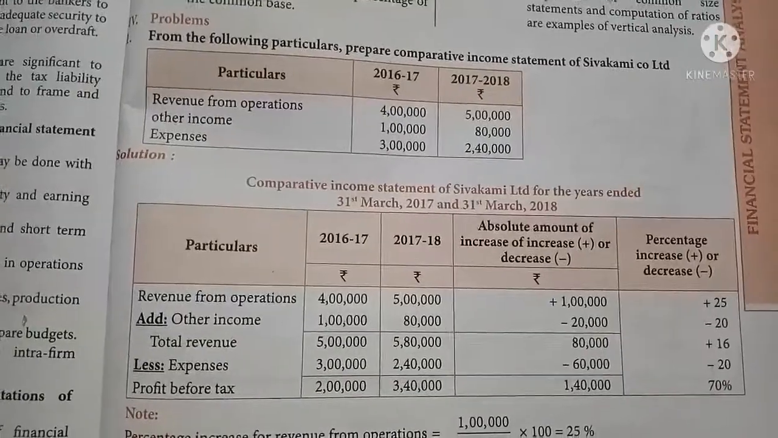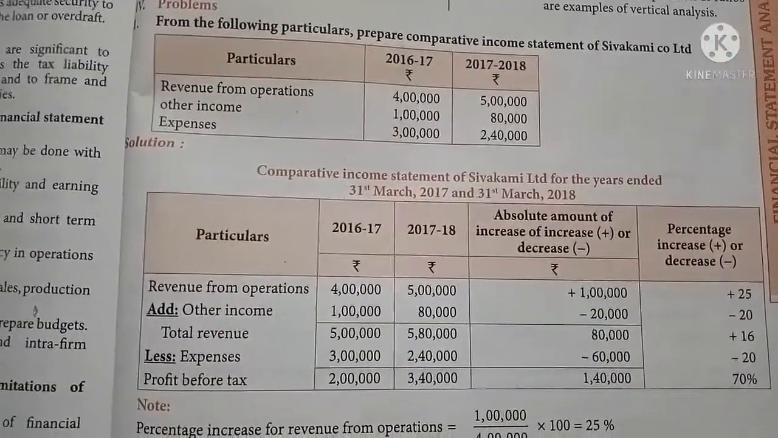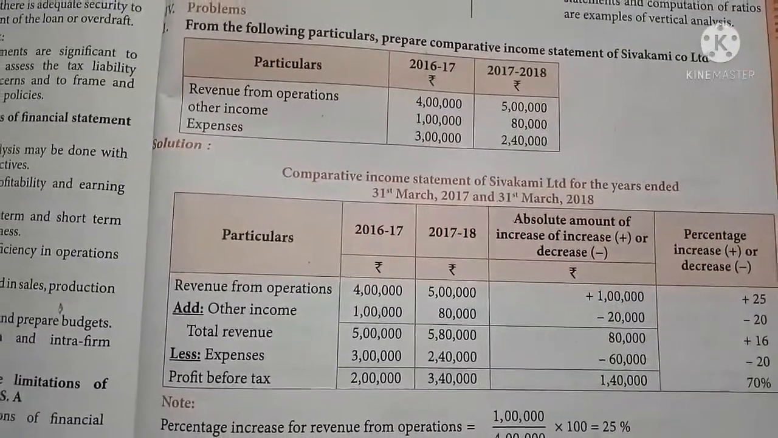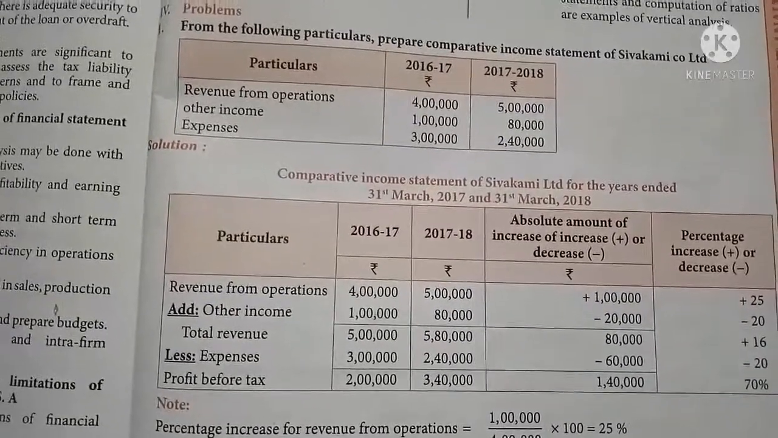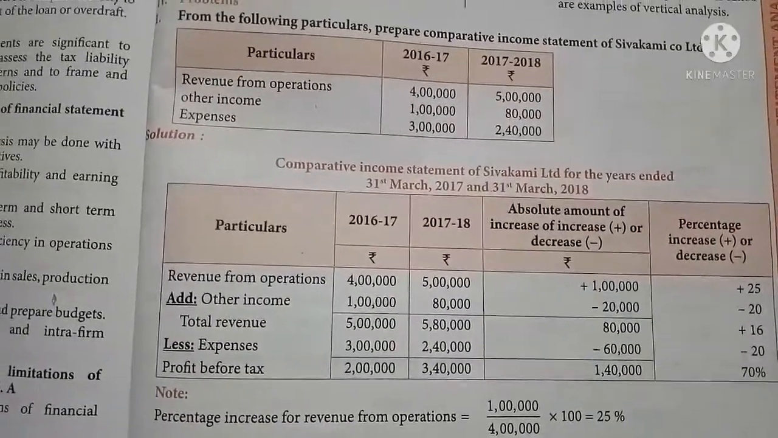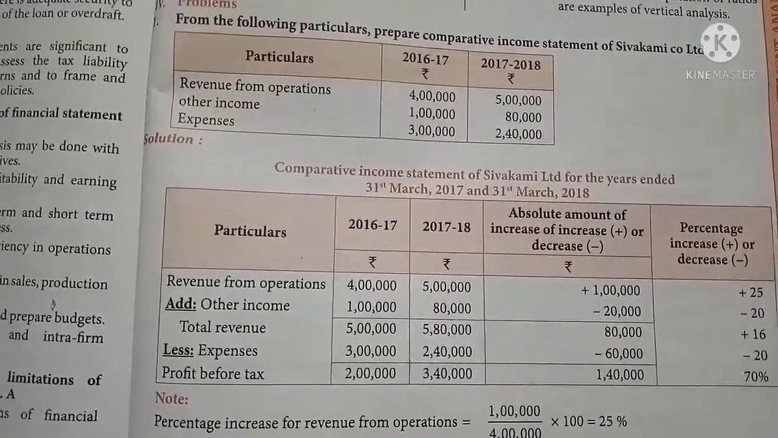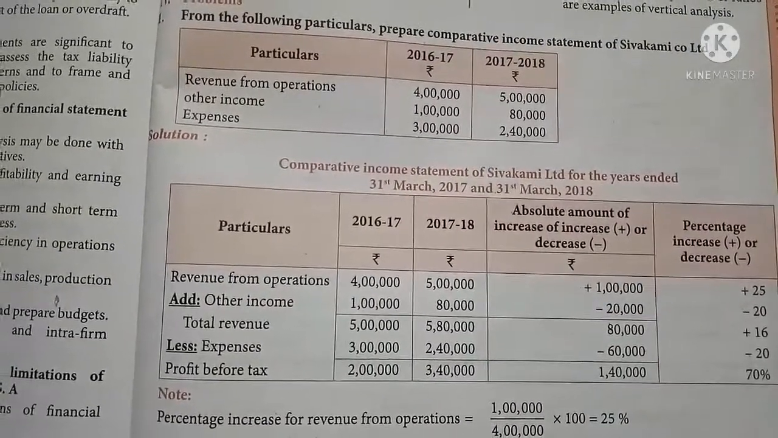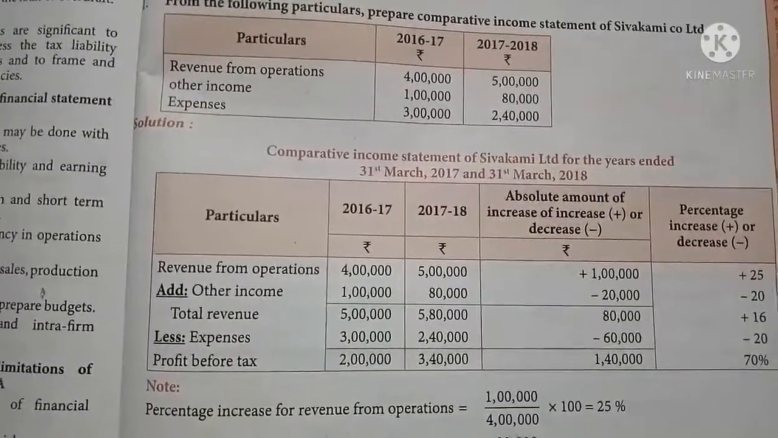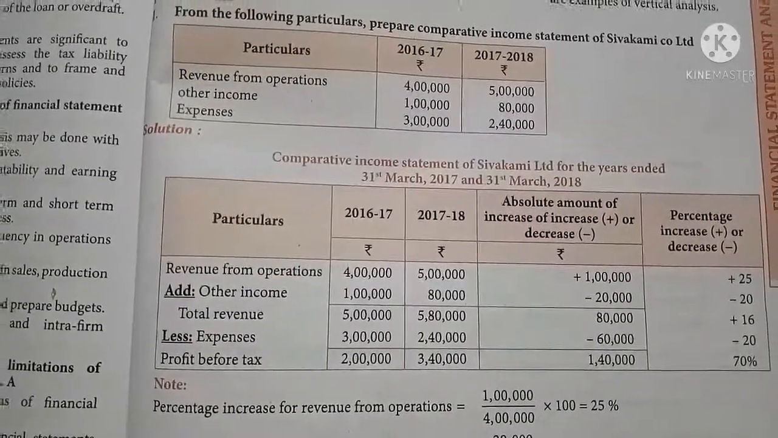In this problem, two years of information are given, 2016 to 17 and 2017 to 18. Three items are given: revenue from operations, other income, and expenses. For preparing a comparative income statement, you can work out this type of problem in an unruled notebook itself. No need to use ruled sheets. Write the chapter heading and work out the sum.